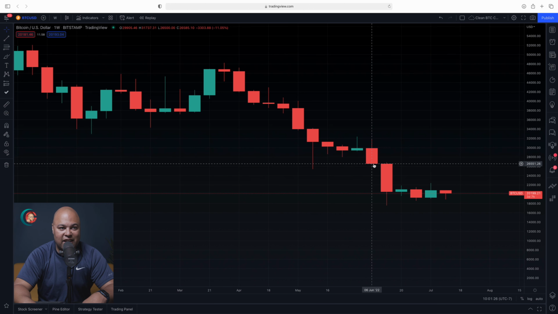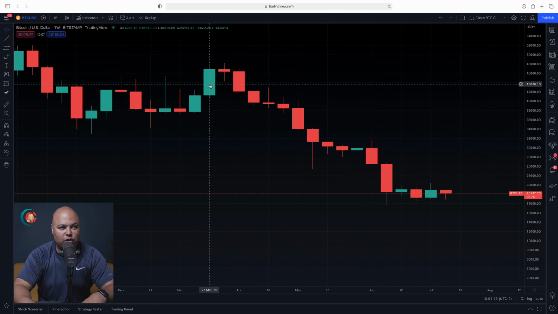And when it ended the following week on June 13th, it ended at $26,497. So where does the wick come in? The wick means that sometime in the middle of that week, Bitcoin went up to the top of this wick and then came back down. But this is the beginning point and this is the end point.